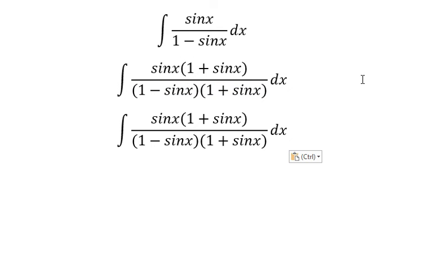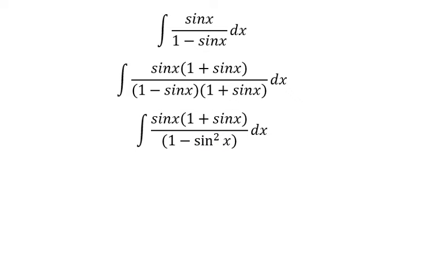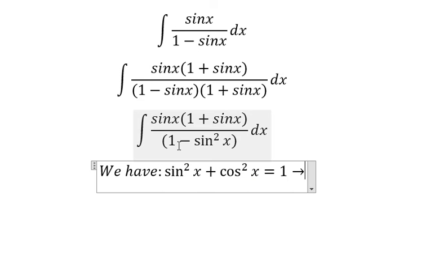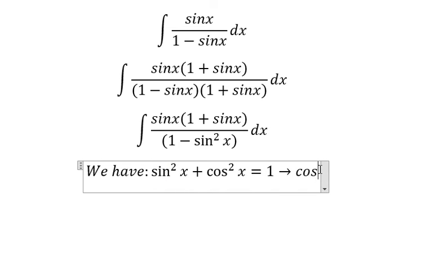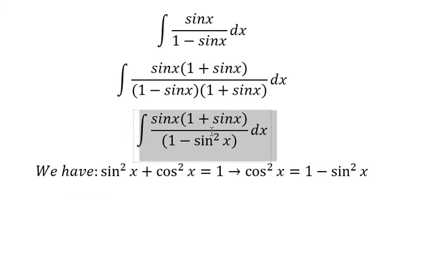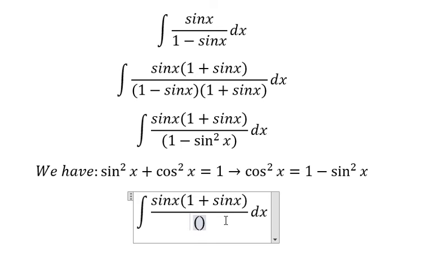So this one you got about 1 minus sin squared x. Now we have the formula in here: sin squared x plus cosine squared x equals 1. So we have negative sin squared x, so that means we put this one to the right. And you got cosine squared x equals 1 minus sin squared x. So this one we change to cosine squared x.